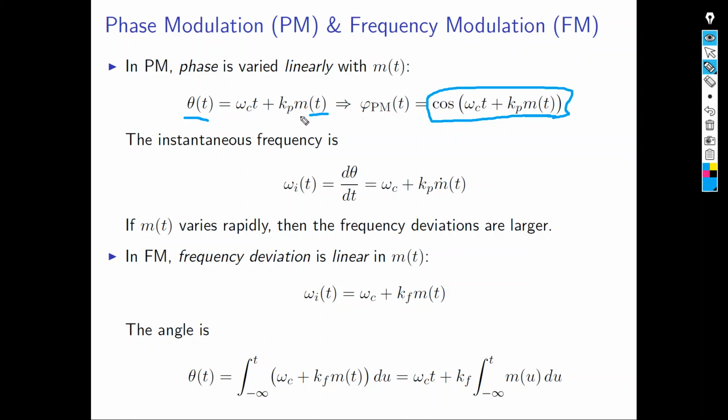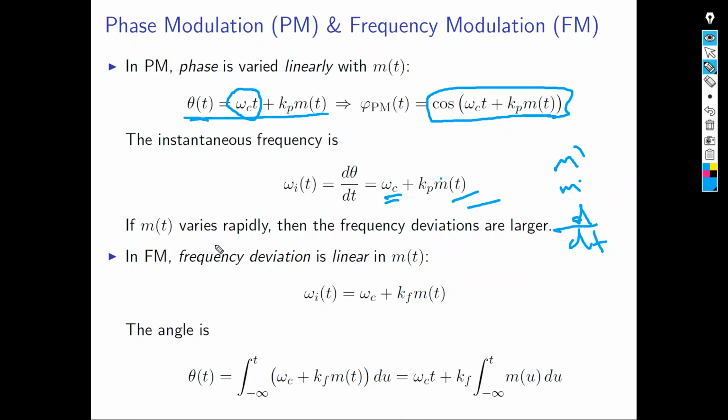Where is my angle? This is it. Derive it with respect to time. Derive the first term, omega ct, with respect to t, you just get omega c. Derive this k_p m of t, k_p is a constant, you take it out and derive m of t. This is the derivative, m dot of t. Sometimes we denote the derivative by m prime, and sometimes by m dot, or sometimes by d/dt. So all of them are the same. Here we use the dot notation.